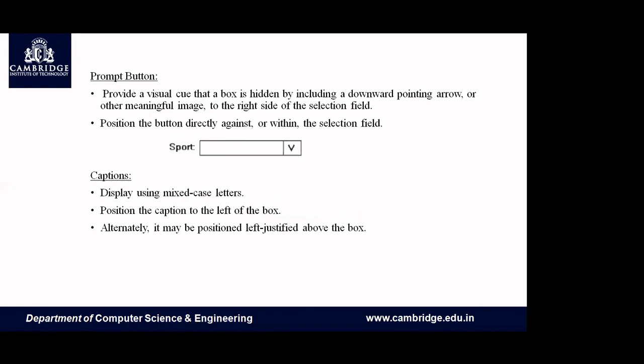Then the next kind of selection control is called the prompt button, where the difference between prompt and drop-down menu is that the prompt menu is a place where the information will be hidden. You can't see the information unless you click on the prompt menu symbol. Right? You can see an inverted symbol there, that is a V symbol, and unless you click on that, you can't see what is there.